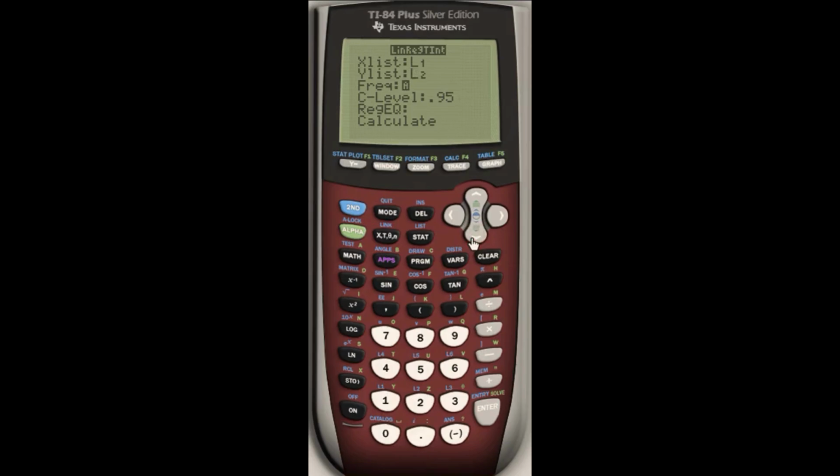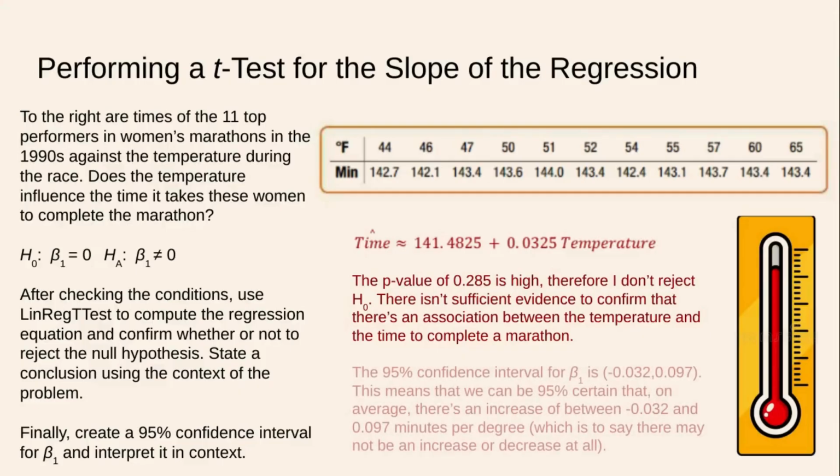Same lists as before, 95% confidence, and here it is. So the 95% confidence interval for beta 1 is just what we got. We note a negative value on the left and a positive on the right. This means we can be 95% certain that on average there's an increase of between negative 0.032 and 0.097 minutes per degree, which is to say, since 0 is in the middle of this interval, there may not be an increase or decrease at all. It may just be a cloud of chaos.